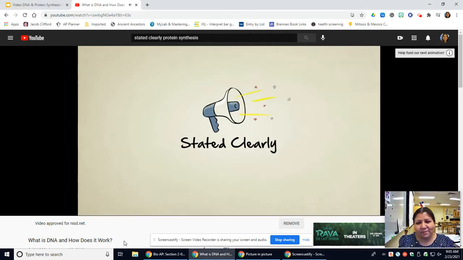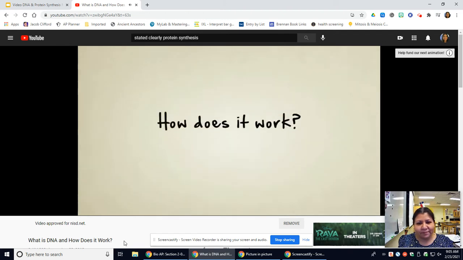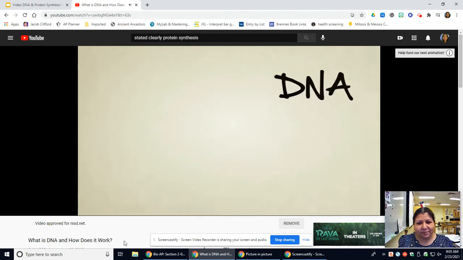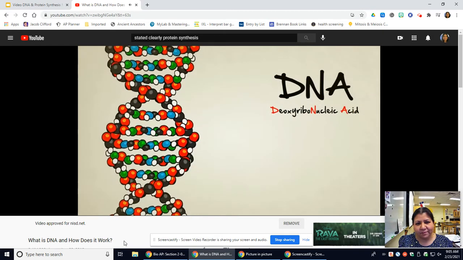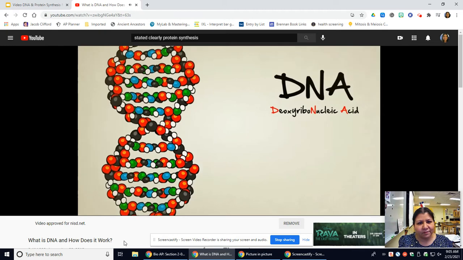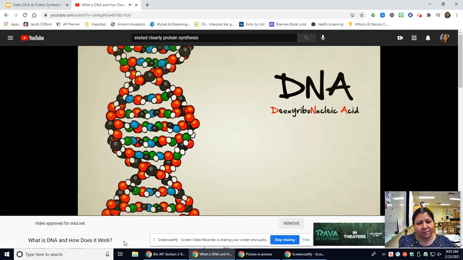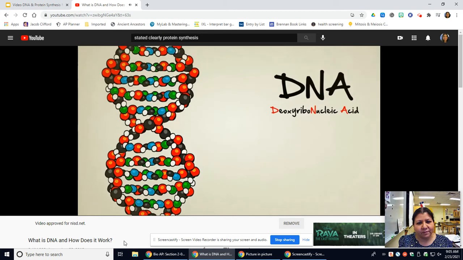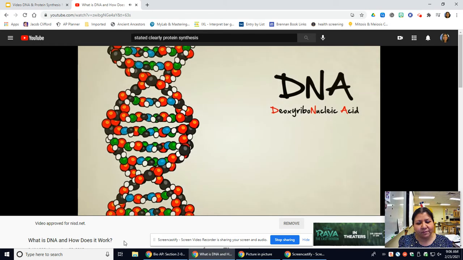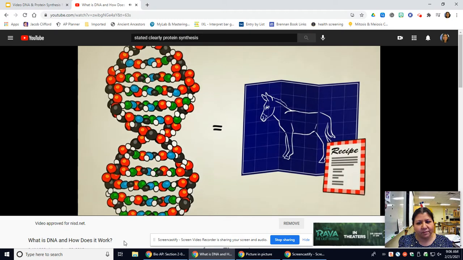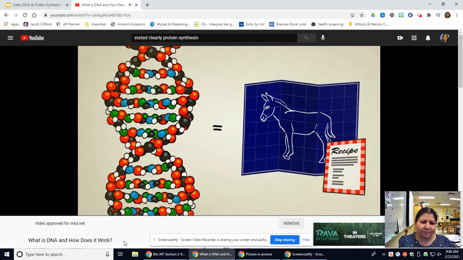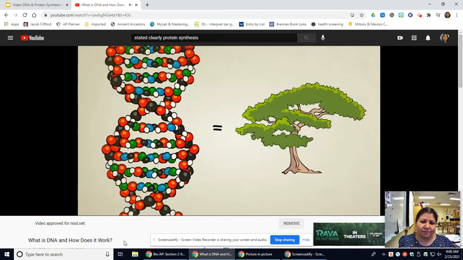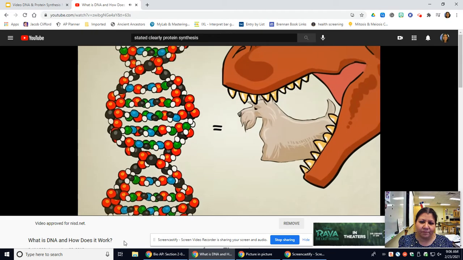Stated Clearly presents, what is DNA and how does it work? DNA, also known as deoxyribonucleic acid, is a molecule. It's a bunch of atoms stuck together. In the case of DNA, these atoms combine to form the shape of a long, spiraling ladder, sort of like this one here. If you ever studied biology or saw the movie Jurassic Park, you probably heard that DNA acts as a blueprint or a recipe for a living thing. But how? How on earth can a mere molecule act as a blueprint for something as complex and wonderful as a tree, a dog, or a dinosaur?